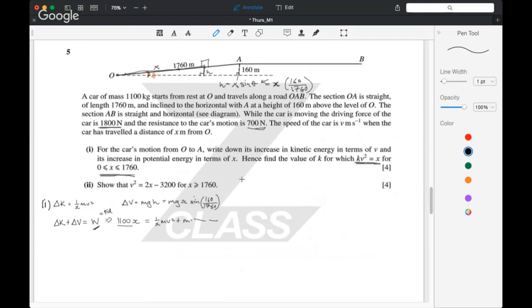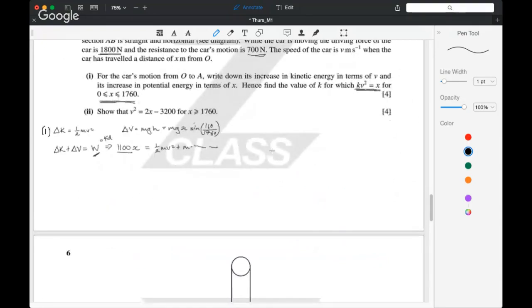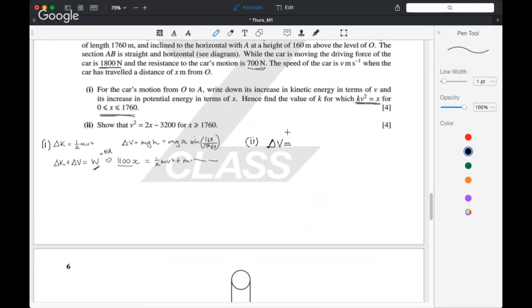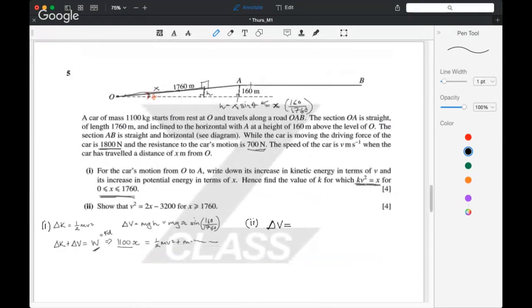So for question 2, it's really pretty much exactly the same thing. We've still got the change in kinetic energy with some v squared, which we're giving an equation for. Delta V now is just the delta V between the bottom of the ramp and the top. So it's reached a maximum. There is no more additional gain in potential energy. So we know the height, it's 160 meters. So we get 160 mg. And then we plug this back into the equation.